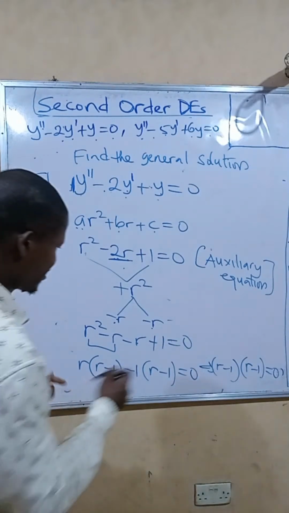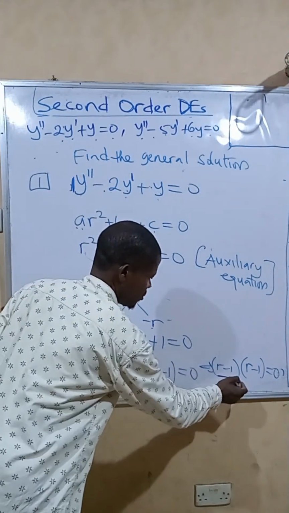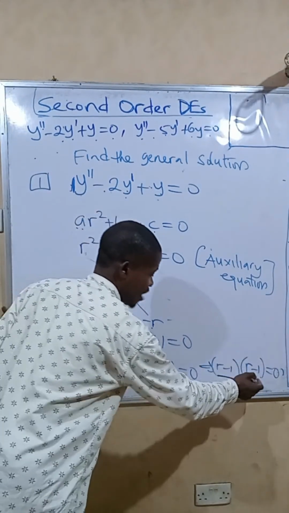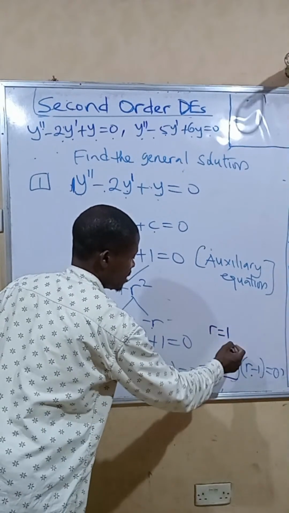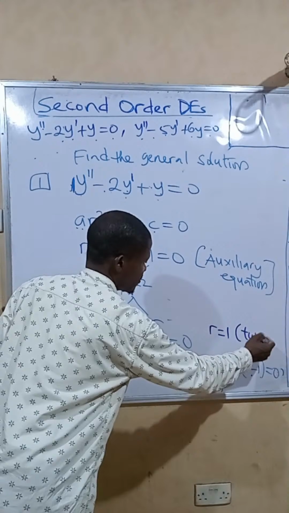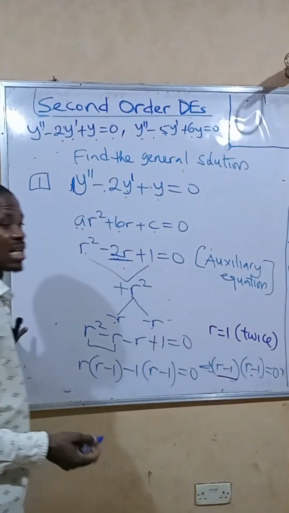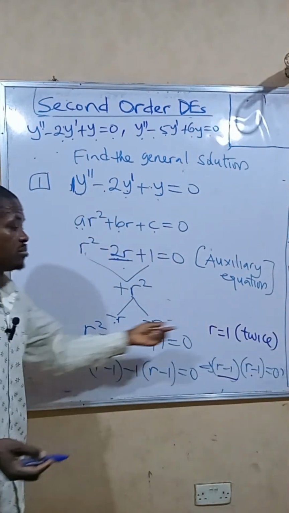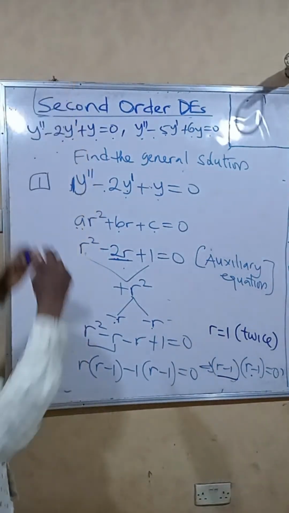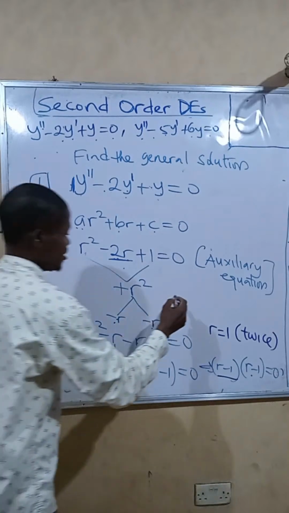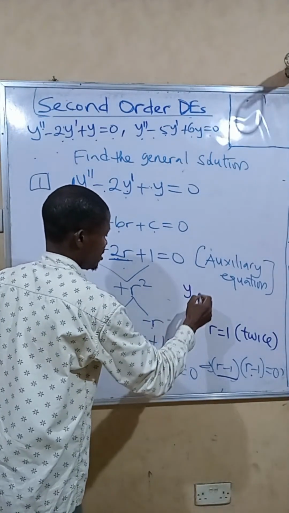So this implies R minus 1 is equal to 0. So in that case now, R is equal to what? R is equal to 1. This is twice. This is repeated roots. So in that case now, when you have repeated roots, it means your y1 is equal to what?